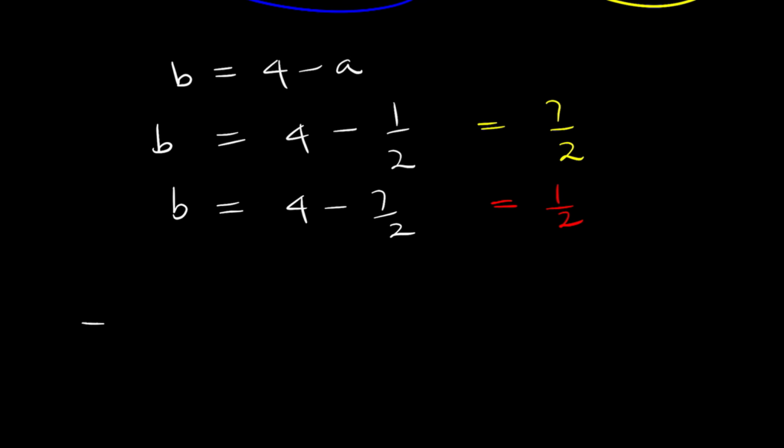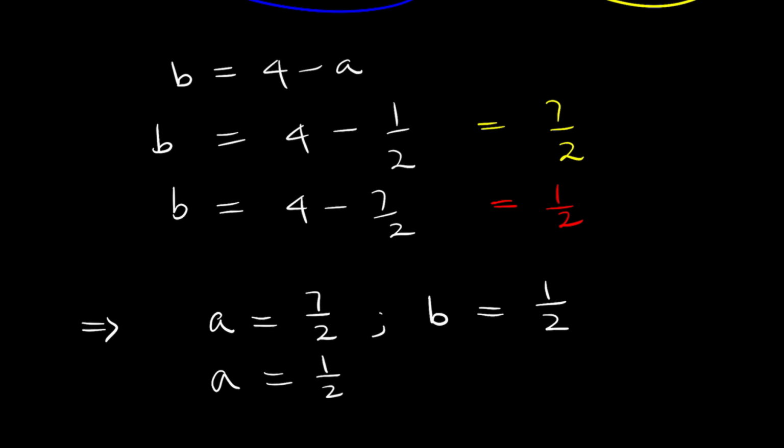This implies that when a is 7 over 2, the value of b is 1 over 2. And when a is 1 over 2, the corresponding value for b is 7 over 2.